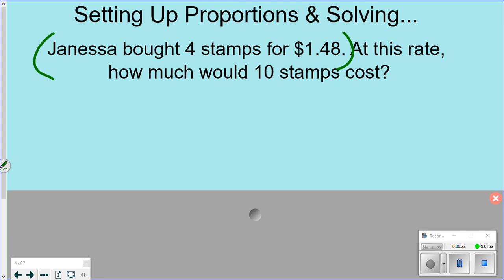It honestly does not matter what you put on top and what you put on the bottom. Me personally, I always like to put my money on top. So $1.48 for 4 stamps. Okay.